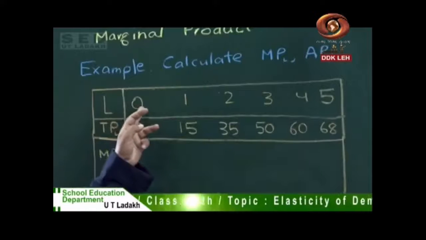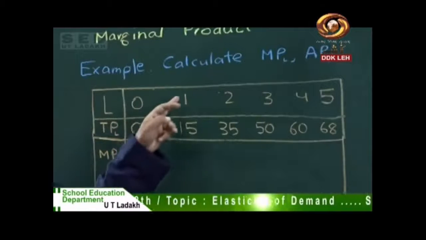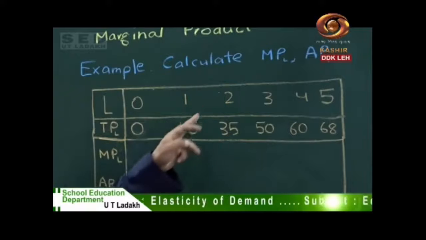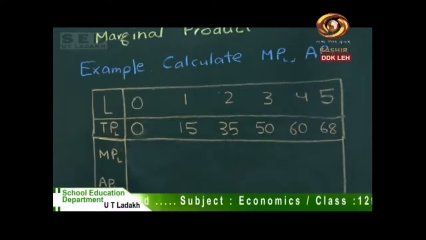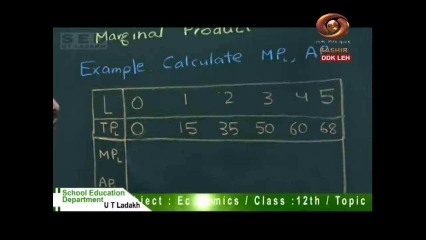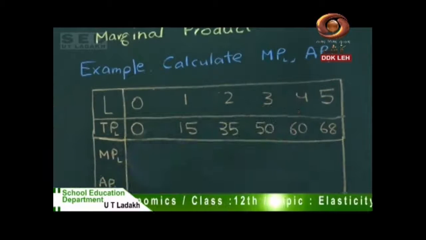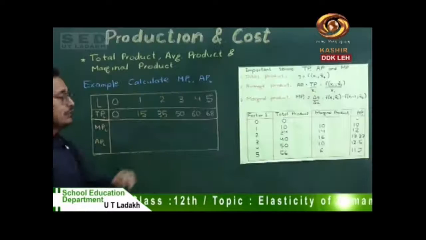For instance, when your labor is 0, output is 0. When labor is 1, 15. When labor is 2, your output is 35. When labor is 3, it's 50. And when labor is 4, it's 60. And finally, when your labor is 5 units, it's 68.